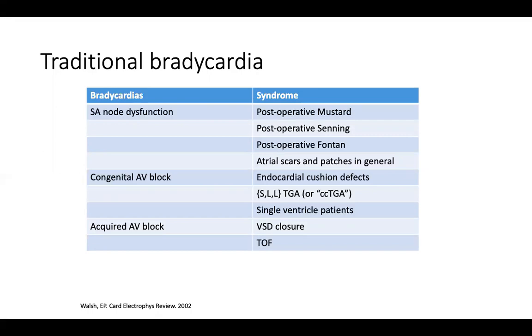As we've learned, some of these things are due to the suture lines and the long bypass times that these require. But the more we've started to learn about these lesions, some of the lesions that require substantial atrial surgery are also associated with other congenital and genetic risk factors that make sinus node dysfunction more common. The second is congenital AV block.